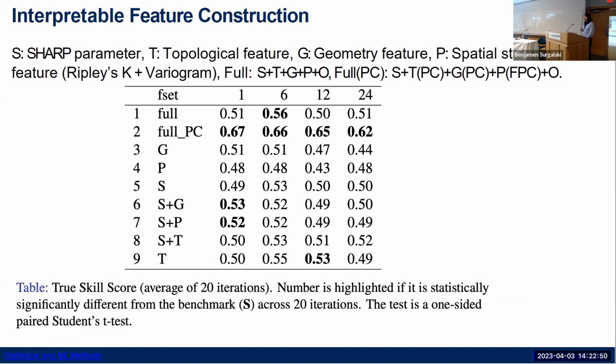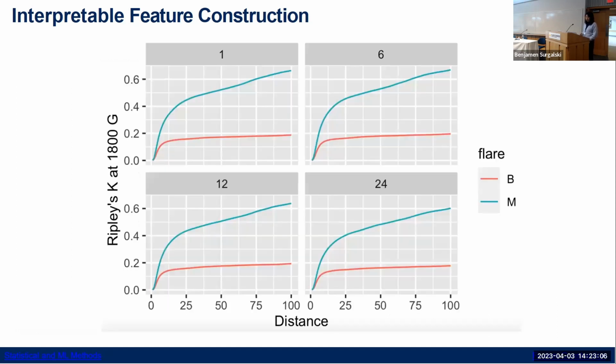So this shows some success after digging into the data and trying to query the different aspects of those images, combining the information from physics, from machine learning, and from statistics. So this is one success in terms of feature engineering that we had.